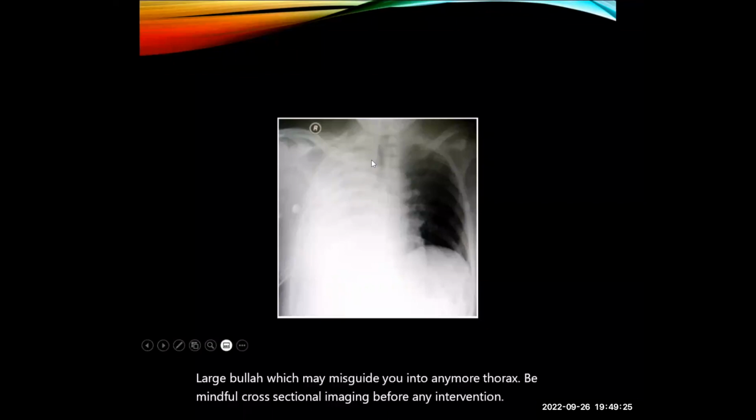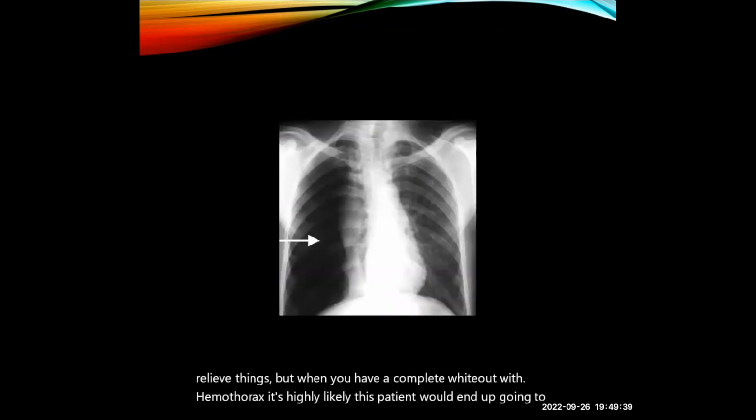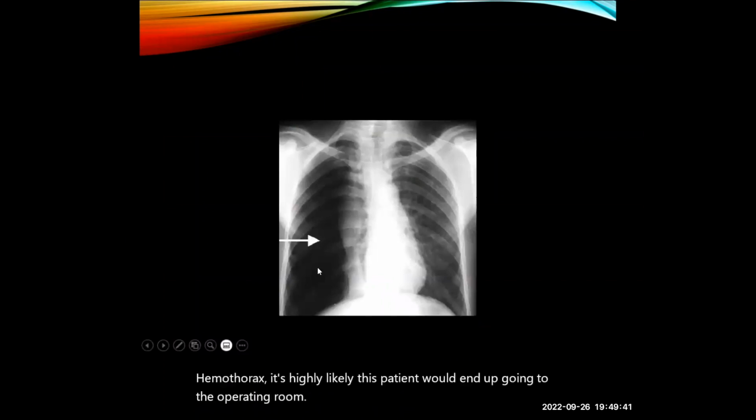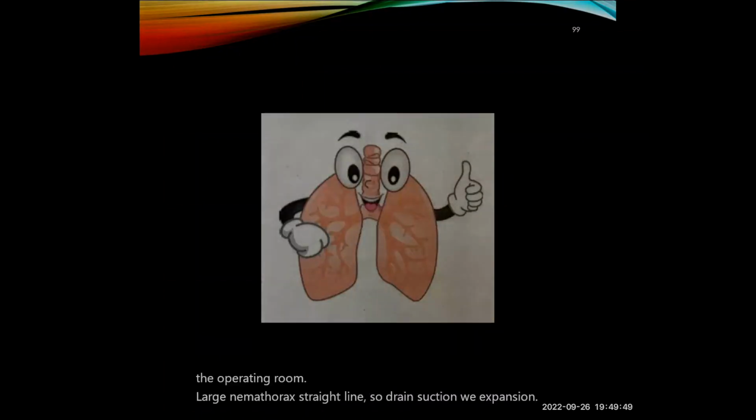A big hemothorax with a drain, so hopefully the drain should relieve things. But when you have a complete whiteout with hemothorax, it's highly likely this patient would end up going to the operating room. Large pneumothorax, straight line, so drain, suction, re-expansion. Happy to take any questions.